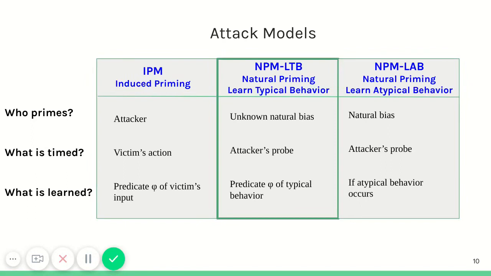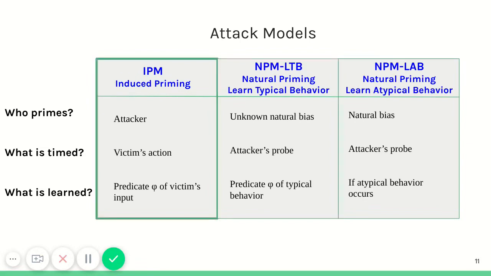The next attack model is the natural priming to learn typical behavior model. Here, once again, there is some natural bias in the behavior of the system, but this time, as an outsider, we are unsure as to the direction of the bias. As an example, consider a voting platform where users have a choice between A and B. There is some bias towards one of these choices, but we are unsure as to the favored choice and can use JIT-based side channels to learn this.